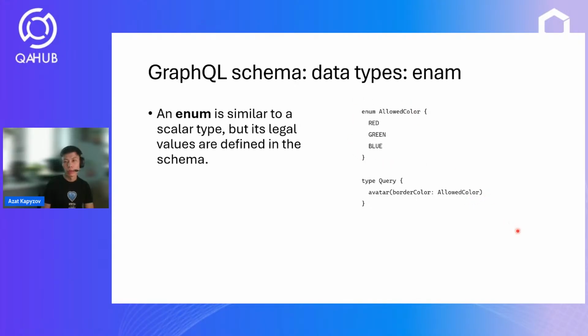In the query that we will be using, it would look like this. So query get avatar, we specify this query name and provide argument border color with red value. This is one of these three values that are valid for this query, like a drop down on UI.